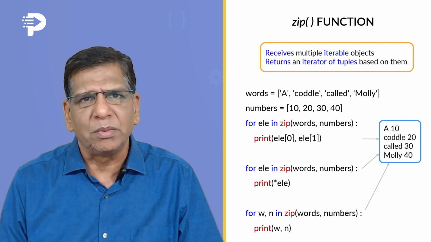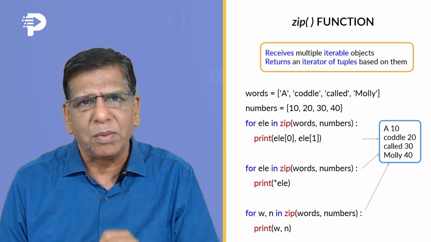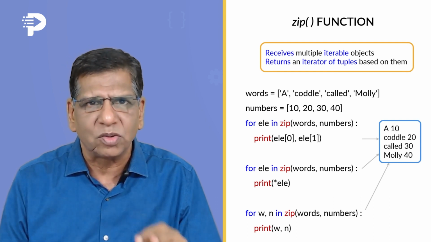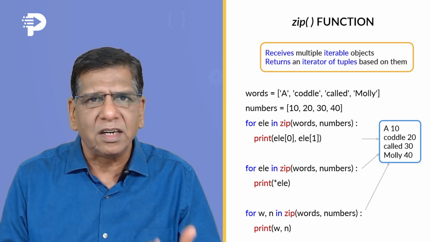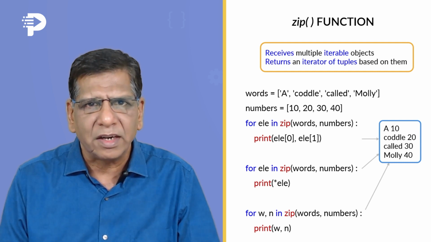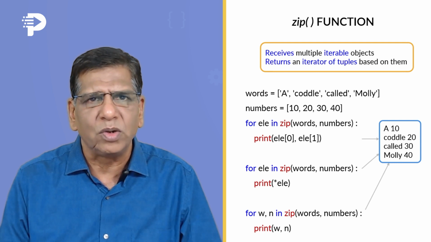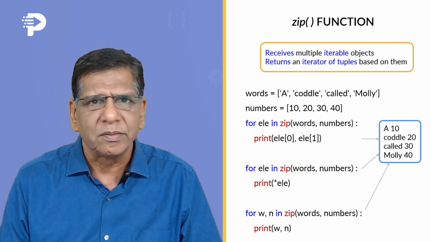But basically you have to remember that the zip function receives multiple iterable objects. In this case we are passing those iterable objects as two lists, and it returns an iterator of tuples. And then we can work with pairs of elements from the two lists or the two iterable objects.